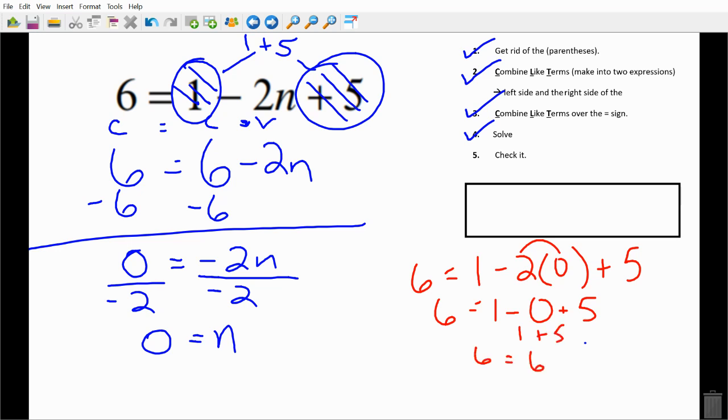6 equals 6. So guess what? We're happy. We got our answer. I know it's not 0. However, when we check it, it needs to equal. The left side needs to equal the right side, which 6 equals 6. Step 5, done. We are happy and moving on.